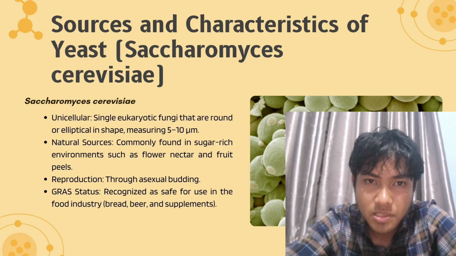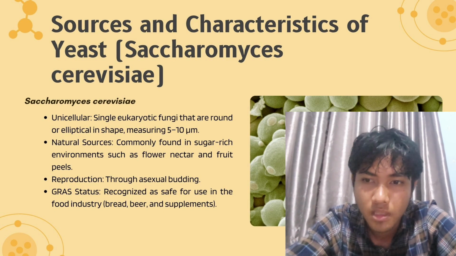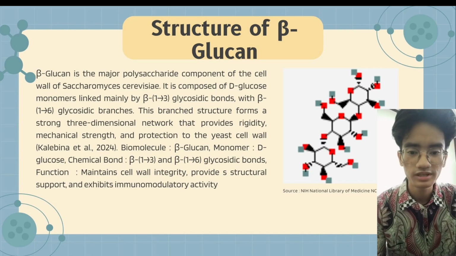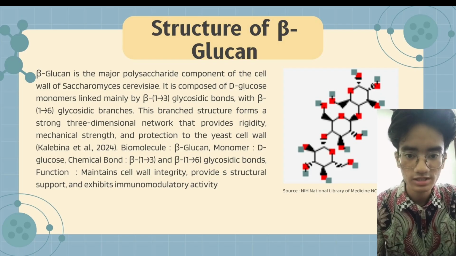Yeast reproduce asexually via budding and hold GRAS status, making it highly safe for the food industry and bakery supplements. The next material is about the beta-glucan structure. Beta-glucan is the major polysaccharide component of the cell wall of Saccharomyces cerevisiae.